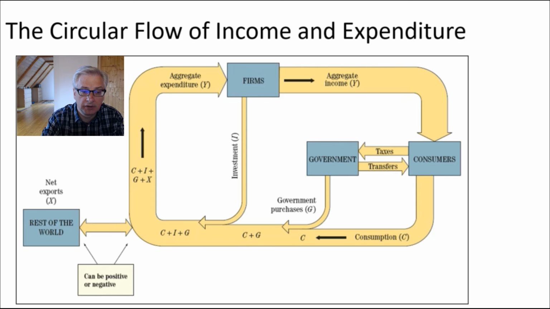Businesses sell everything that is covered by C, I, G, and NX. Then businesses produce aggregate income. This aggregate income would go to consumers. And that's how we completed our circular flow of income and expenditure.